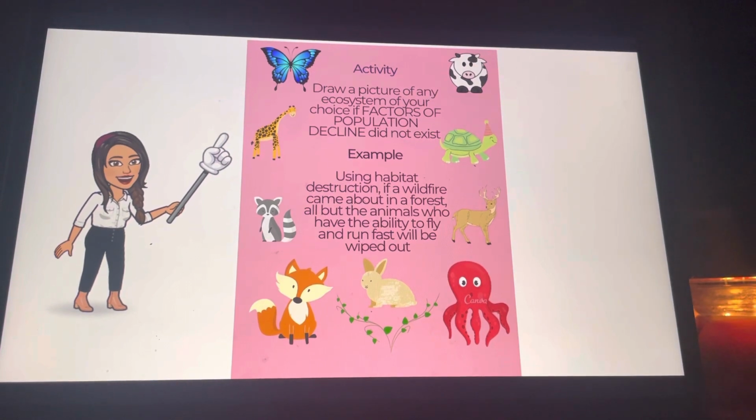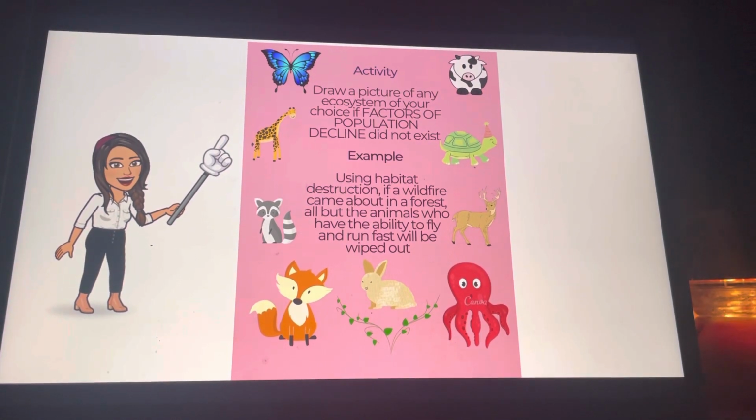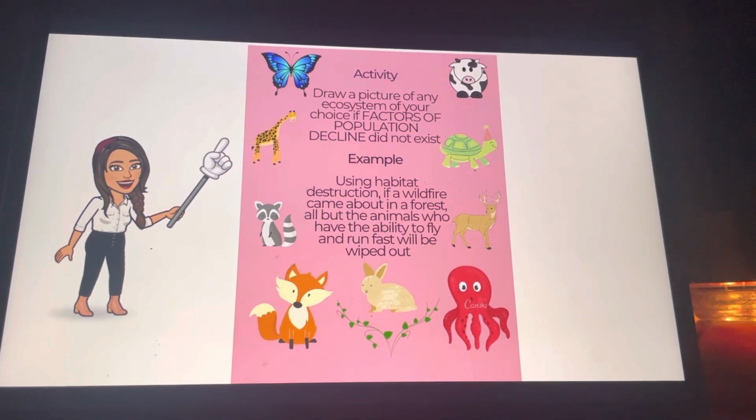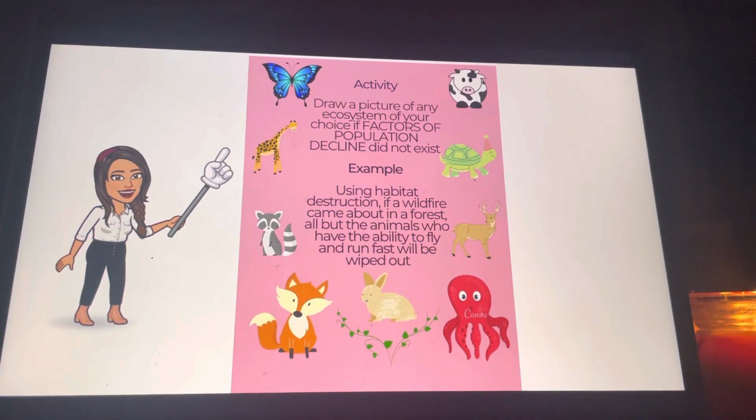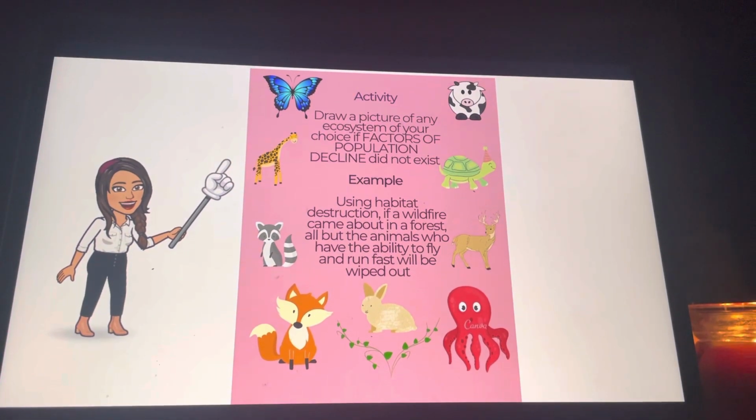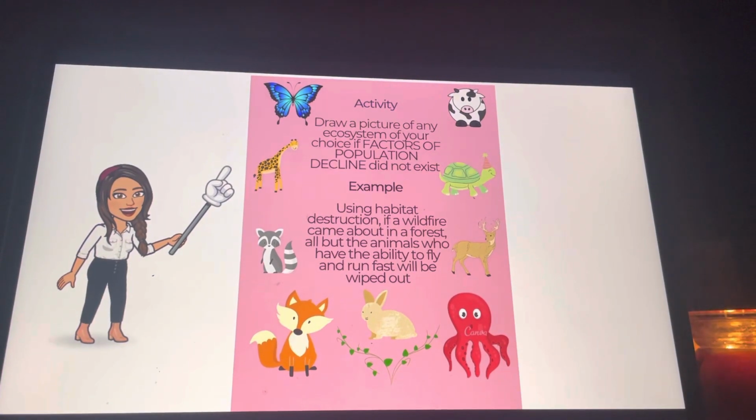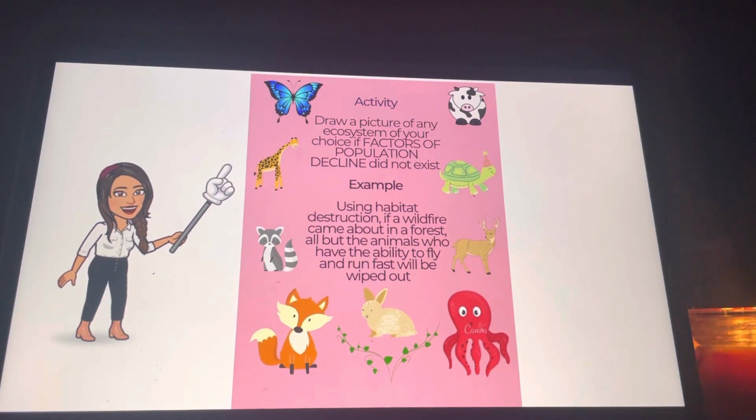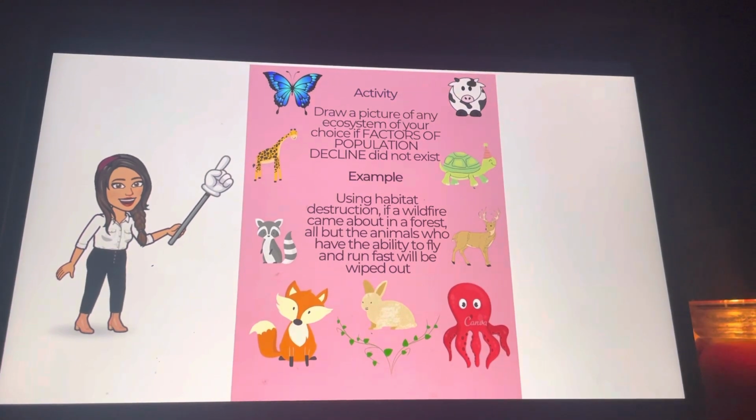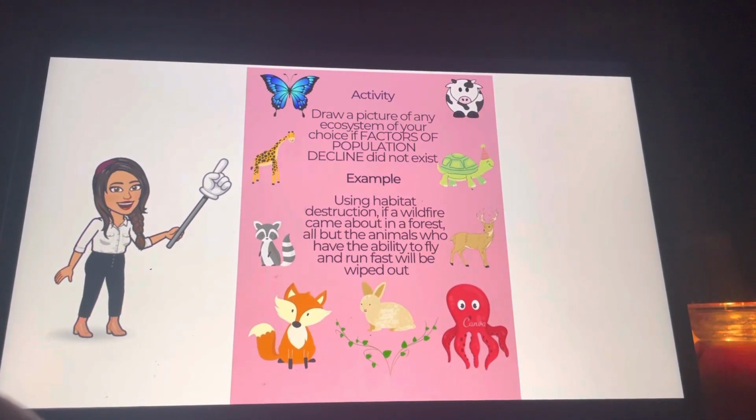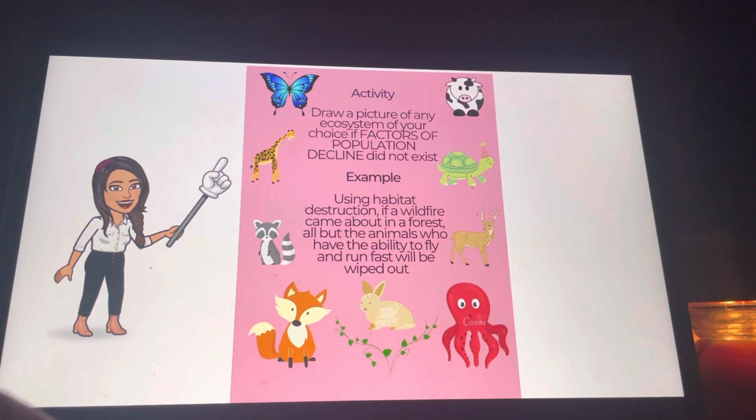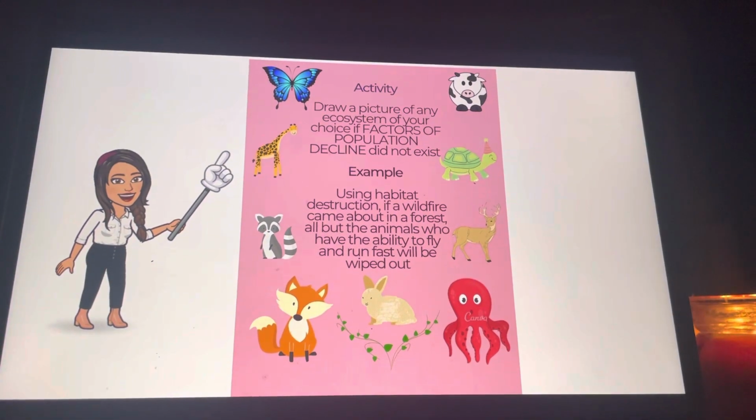You all should look into all the factors of population decline, which were the ones that were underlined. Some are population growth and some are population decline. You need to go ahead and decide which one you're going to use for decline and how they affect an ecosystem if they did not exist. You all will be able to individually ask questions of your scenario to me.